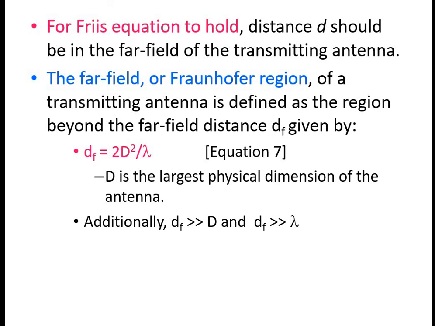Then for the Friis equation to hold, the distance d, that is the distance we consider from the transmitter antenna, must be in the far field. The far field of a transmitting antenna is defined as the region beyond the far field distance, that is Df. Therefore we can write Df is equal to 2D square by lambda. Here D is the largest physical dimension of the antenna, and the far field distance Df will be much greater than the physical dimension of the antenna.